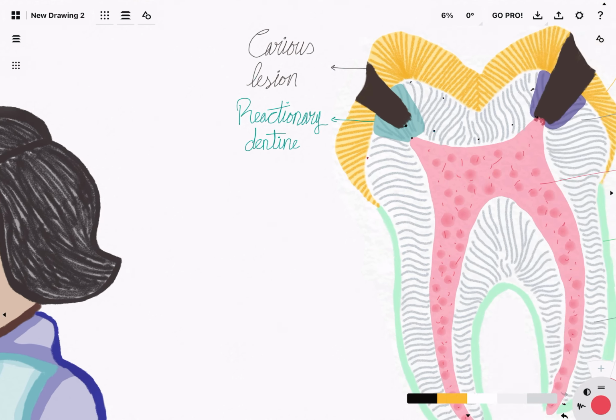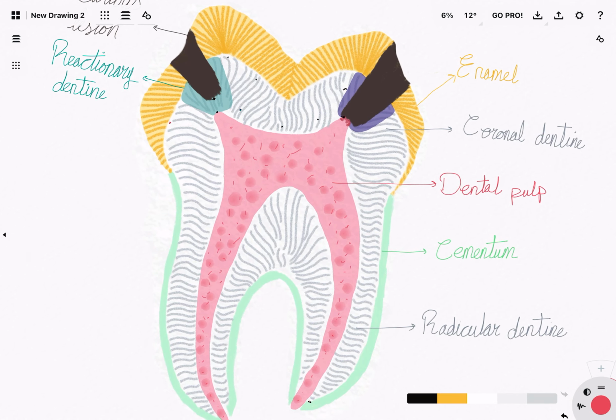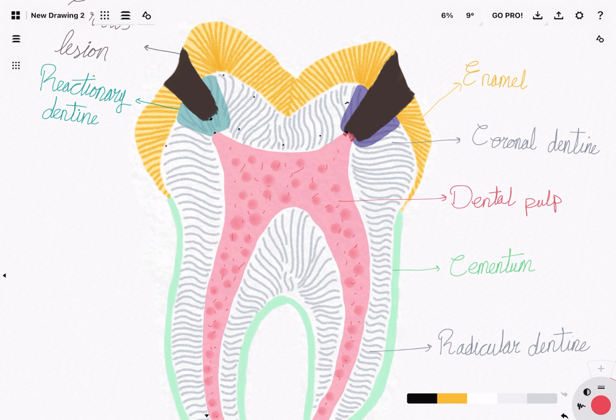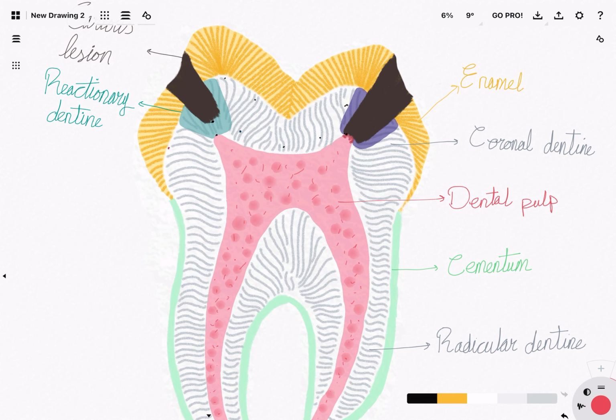Dentine is a rigid but elastic mineralized tissue which consists of a large number of small parallel tubules in a mineralized collagen matrix and forms the bulk of the tooth. It's covered by enamel in the crown and cementum in the root.